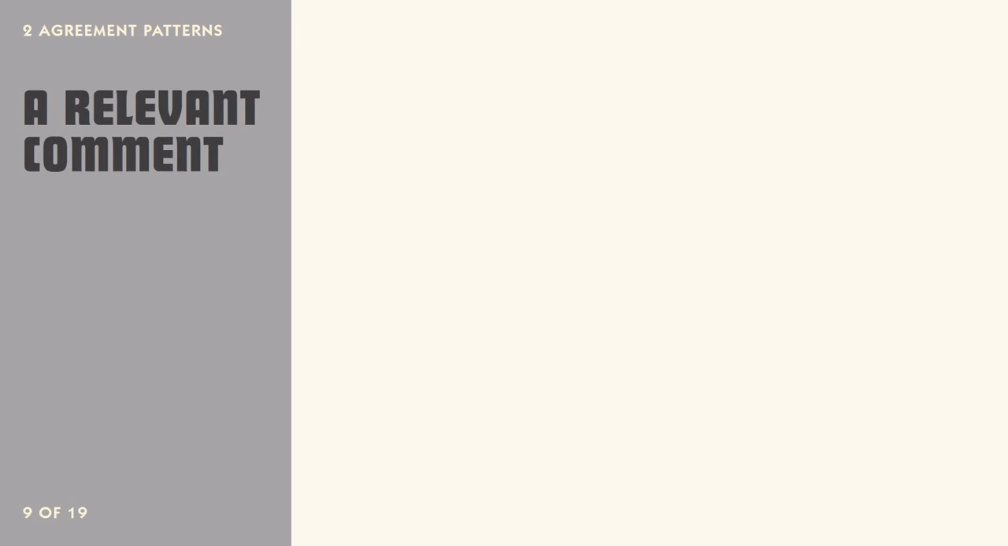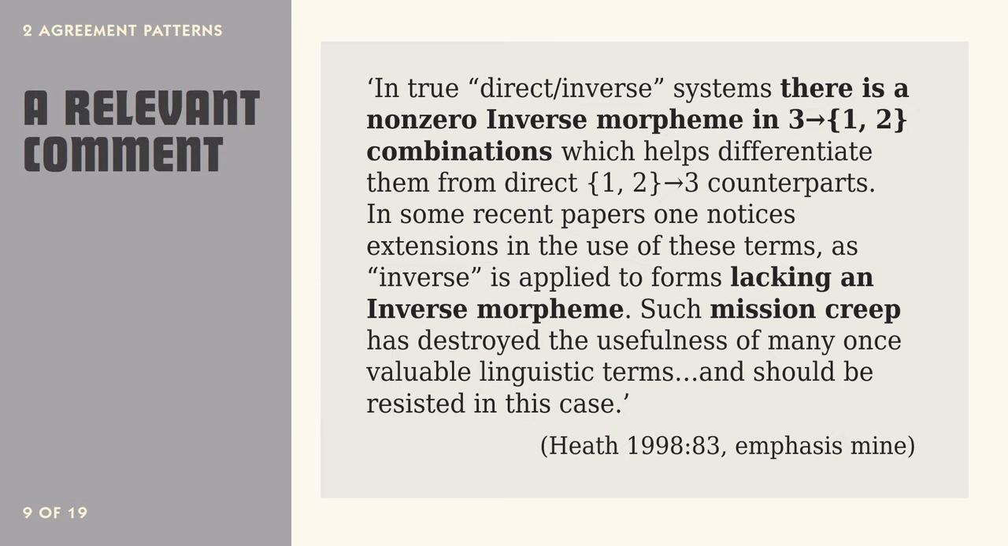There's a relevant quote from Geoffrey Heath talking about non-Algonquian languages. He says that the term inverse should only be used to describe actual inverse morphology. If we use the term inverse even when the morphology is not actually inverse, as in the Cree conjunct forms, then we're engaging in mission creep, which will weaken and ultimately destroy the usefulness of the term. A form isn't inverse because we think it should be inverse based on the person hierarchy. It's inverse because its actual morphology has the specific properties that we label as inverse.